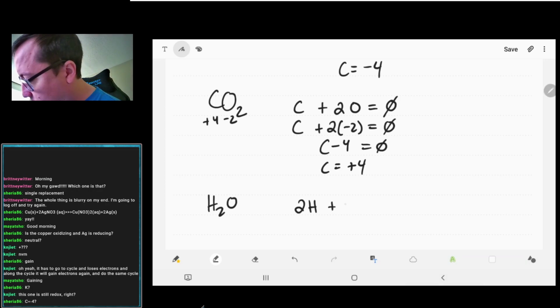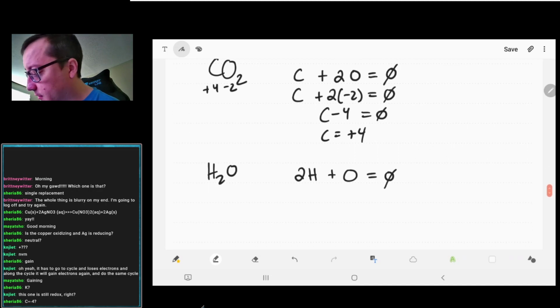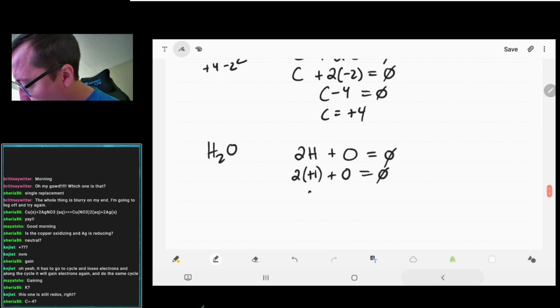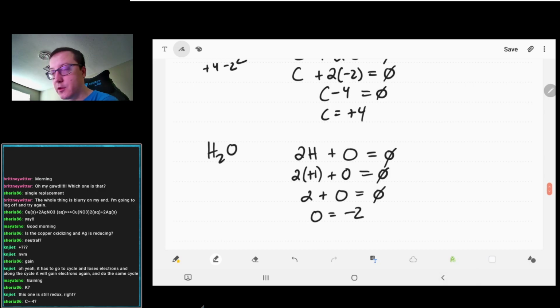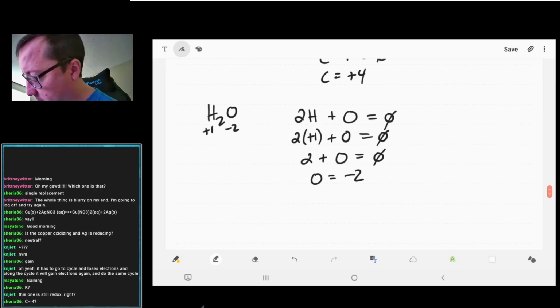Alrighty, 2H plus oxygen equals 0. We go to our rules. We have a rule for hydrogen that is before oxygen. So we are going to not know what oxygen is right away. If we do the math, we get oxygen is -2. No surprise there. Oh, but here's time for a surprise.